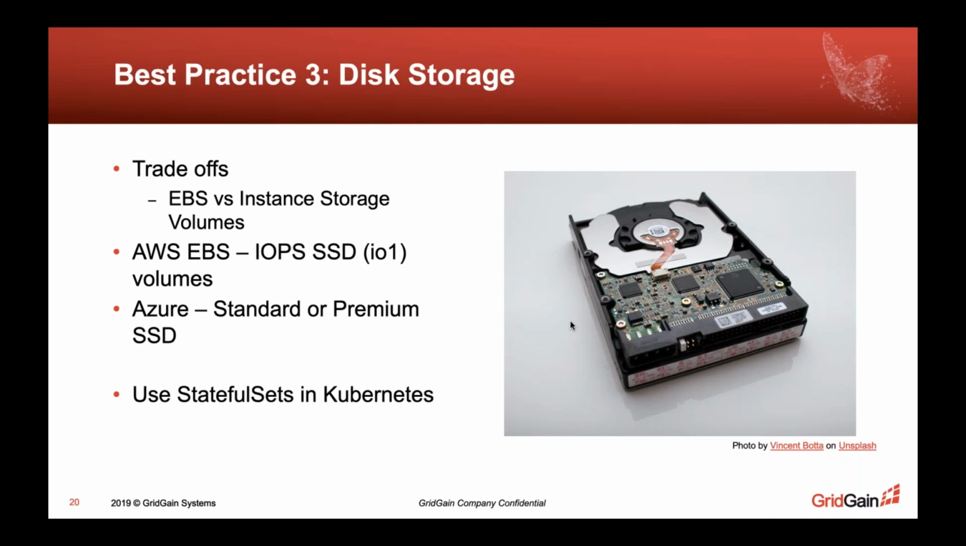From an Azure perspective, the standard or the premium SSDs are generally preferred over spinning disks. And if you're doing Kubernetes-based deployments, then we recommend that you look at stateful sets. The recommendations on the types of storage that you use with stateful sets are the same as if you're doing a VM-based deployment. So if you're using Kubernetes stateful sets on Amazon, we still recommend that you use SSDs, and the same with Azure, either the standard or premium SSDs.